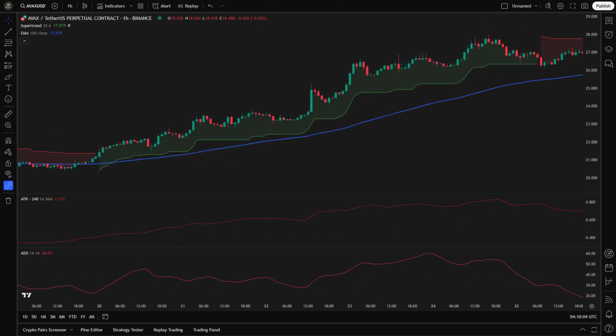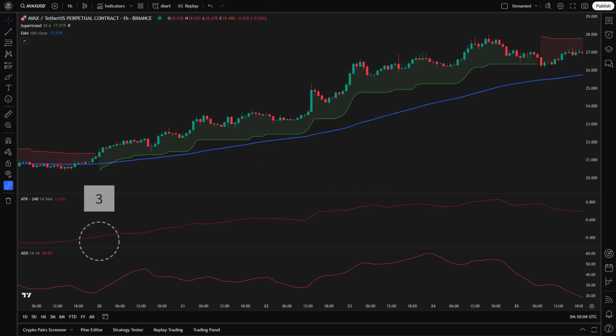Now that we've got our indicators in place, let's talk about how we actually analyze trends and generate trading signals. To enter a long trade, we need all of the following conditions to be true. First, the closing price must be above the Supertrend line. This tells us the market is in an upward move. Second, the price should also be above the 100-period EMA, which confirms we're in a broader uptrend.